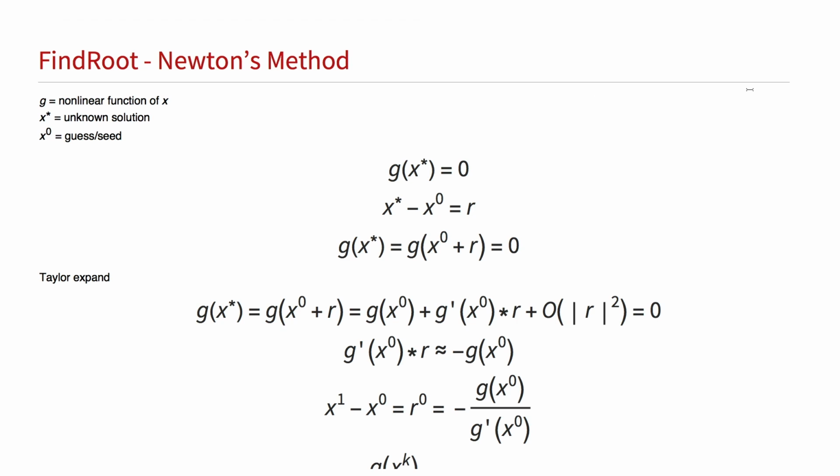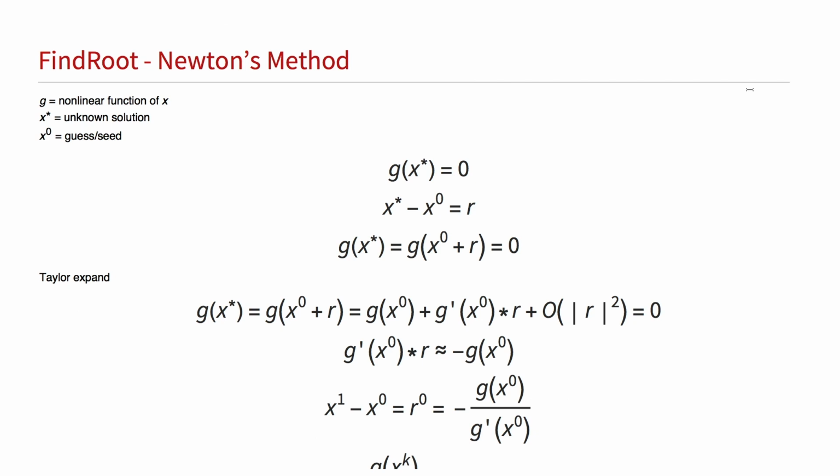Okay. So to understand how this works, we'll quickly review Newton's method and what's implemented in FindRoot. So assume we have a nonlinear function g, and that nonlinear function has an unknown solution, which we call x star, and that's set to 0. I mean, that's the definition of the nonlinear function. So if we now say that we have x star minus an initial guess x0, there's a difference between the two, and that's a residual or a perturbation if you want to. So if we then say g of x star is g of x0 plus r0, it's just rewriting the equation. We Taylor expand this expression, so we have g of x star equals g of x0 plus r equals g of x0 plus g prime of x0 times r plus higher order terms.